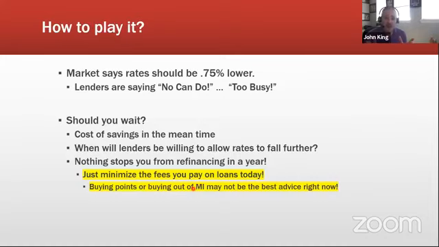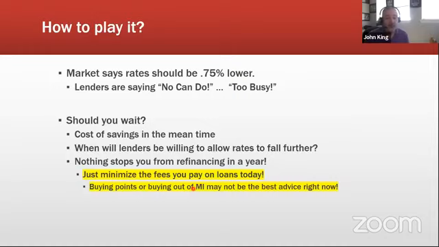So if your option today is 2.99 with no points or 2.75 with a point, I'd rather see you take the 2.99 and save the 1% in fee, because it's going to take about 4 to 5 years to break even. That break even basically means you spent the money up front to save on your monthly payment. How long does it take to recoup that? It's about 4 to 5 years.